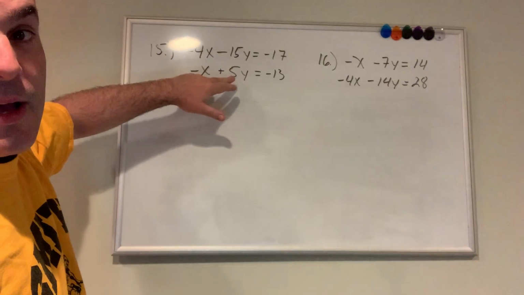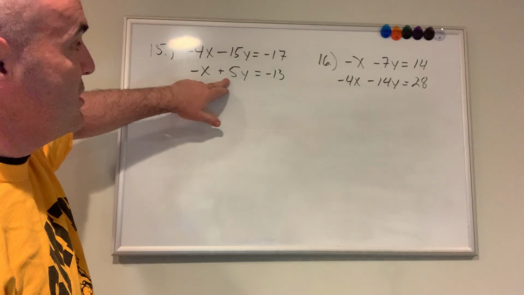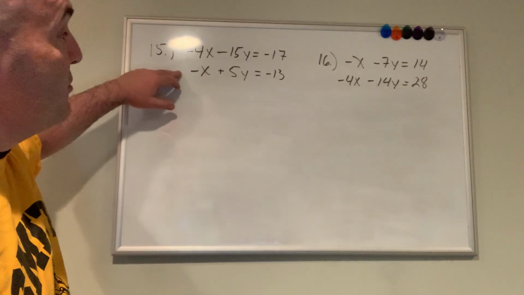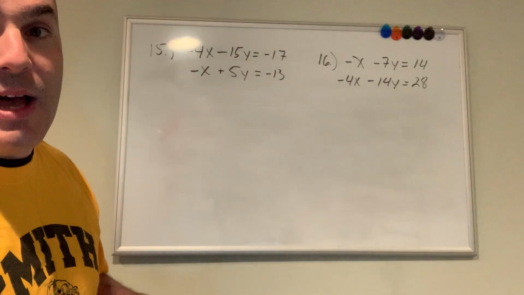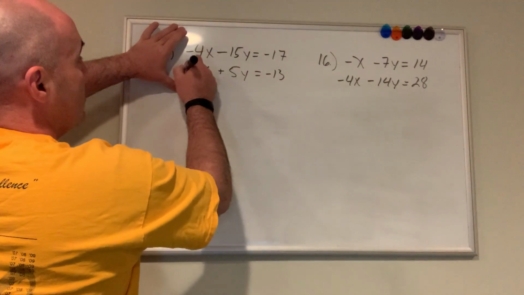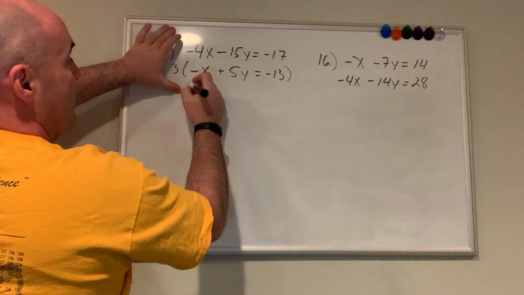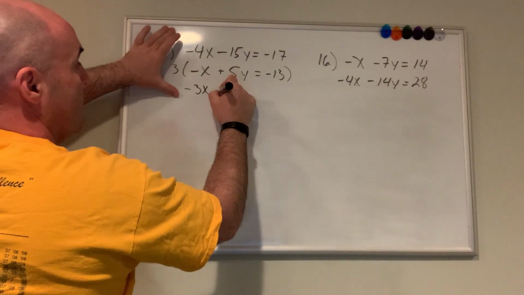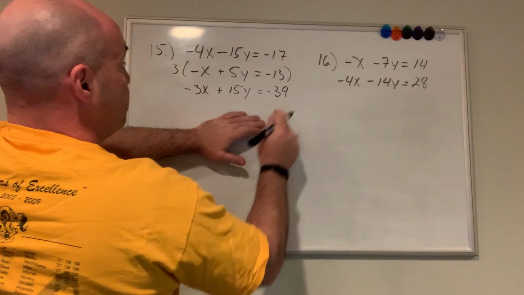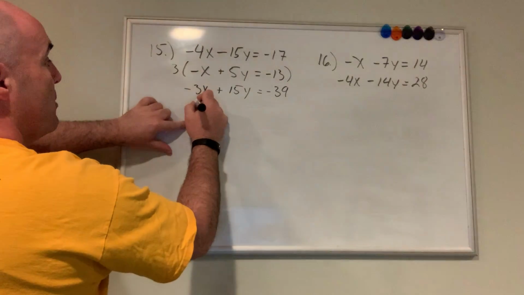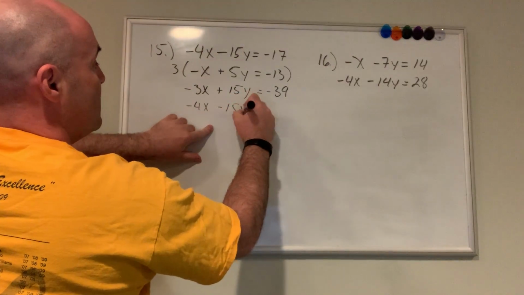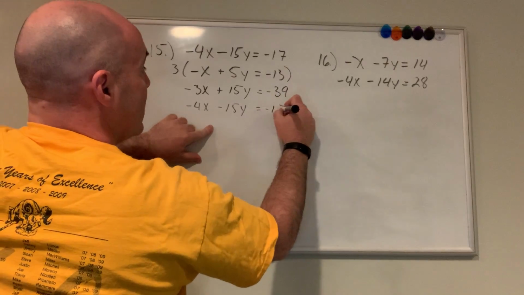Okay, I see a positive y and a negative y. So I'm just gonna multiply this one by 3 to get them to both equal 15. Now I could have multiplied the bottom one by a negative 4, but multiplying each term by a negative value, I'm giving myself ample chance to make a mistake. Okay, so I'm gonna multiply the bottom equation by positive 3, and that gives me negative 3x plus 15y is equal to negative 39. I'm gonna move the top equation down below, negative 4x minus 15y is equal to negative 17.